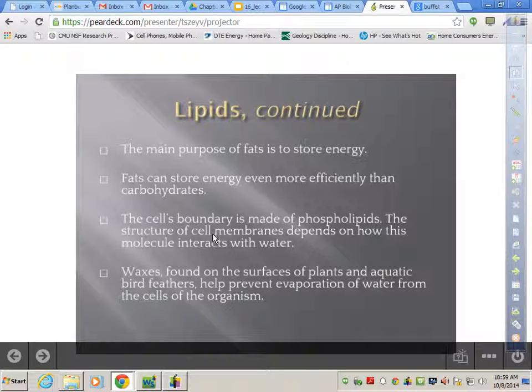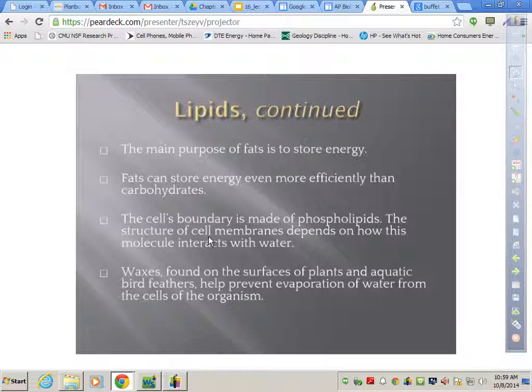Okay, so here we go. Back to non-homecoming material. Okay, so fat. We know fat stores energy. We get it. You eat too much energy, you get fat. Okay, so liposuction, lipid, fat sucking. Okay, so the monomers of lipids are fatty acids. Okay. So the cell's boundary is made up of phospholipids.